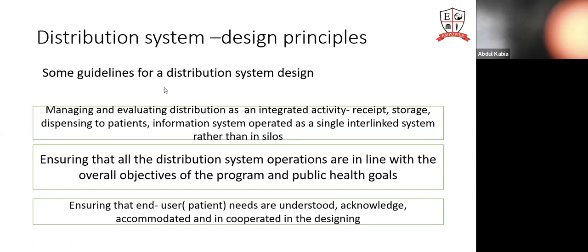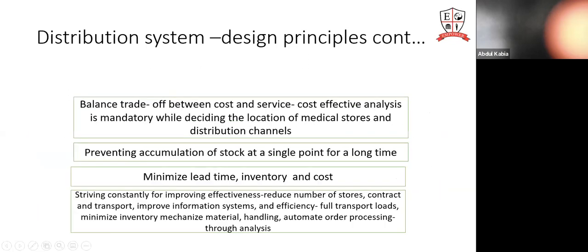Again, you have to balance the trade-off between cost and service for effectiveness. You have to do some cost analysis, and this is mandatory while deciding the location of medical stores, because for cost effectiveness you have to analyze what it will cost you. Then you have to prevent accumulation of stock at a single point for a long time. It will cause massive expiry. You have to minimize lead time, inventory, and cost, and you should be constantly striving to improve effectiveness, so that you can reduce the number of stores, contracts, and transport. Next slide.